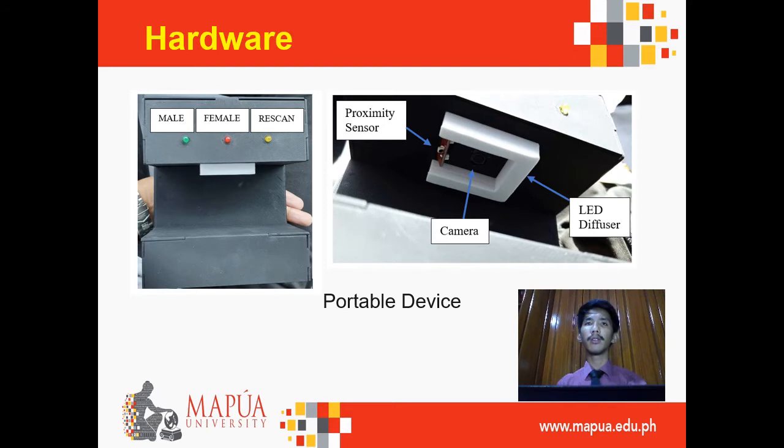Here is the portable device of our system. LED was used for outputting the gender of the chicks. Proximity sensor was used to detect the presence of nearby objects without any physical contact. Camera was used also for capturing images. Lastly, LED diffuser for lighting purposes.